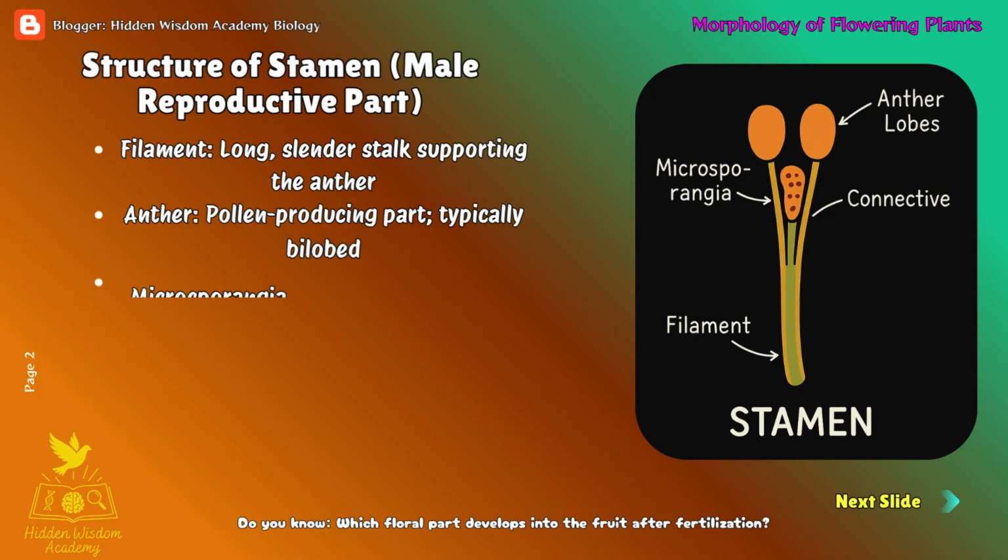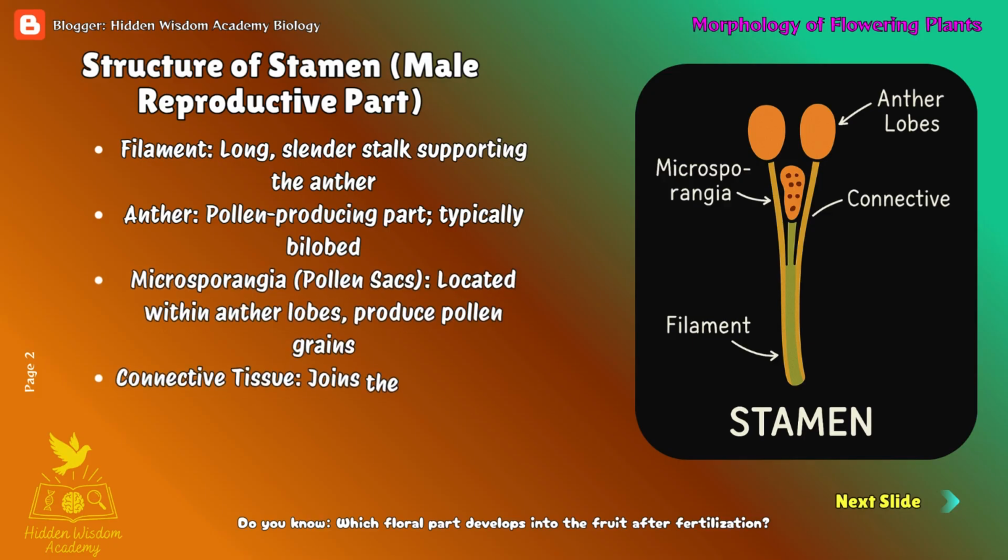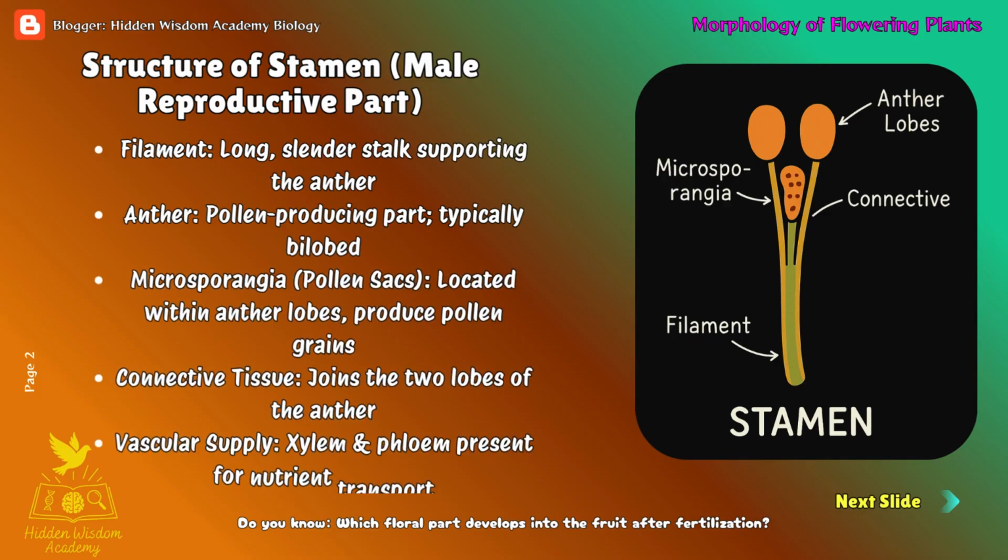Let's start with the stamen, the male part of a flower. It has two main parts, the filament, a thin stalk, and the anther, where pollen is made. Each anther usually has two lobes. Inside each lobe are pollen sacs, also called microsporangia, where pollen grains form.